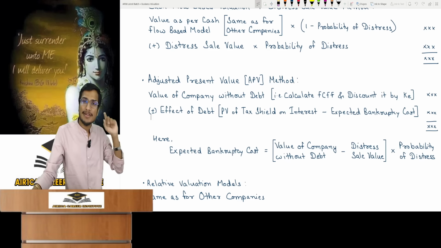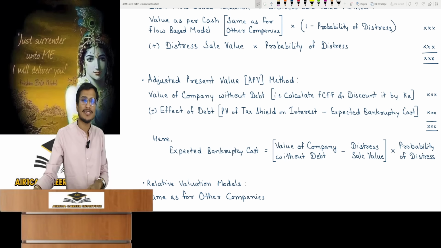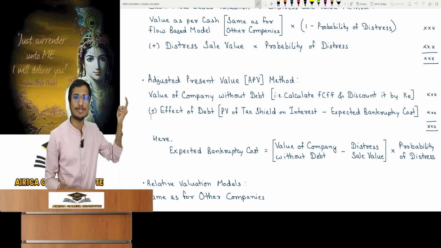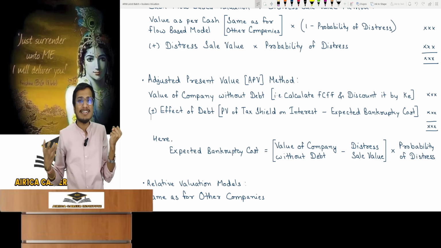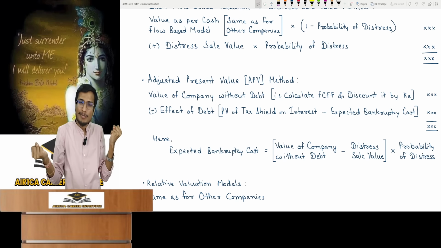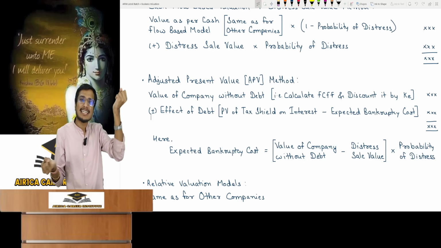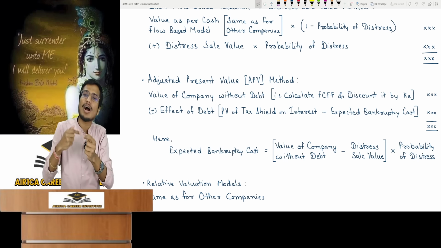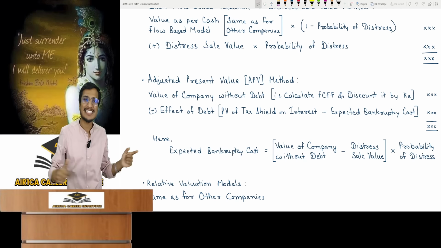It's the company's value without debt minus the distress sale value, multiplied by the probability of distress. What is the actual value of the company without debt, which we have previously calculated? Minus, because of debt, the company is distressed, so it can be sold in a distress sale at any time. The value would be higher without debt, but since it's distressed, you get a lower sale value, and that difference is the loss from debt. This loss from debt occurs if the company becomes distressed and shuts down. Multiply by the probability of distress.